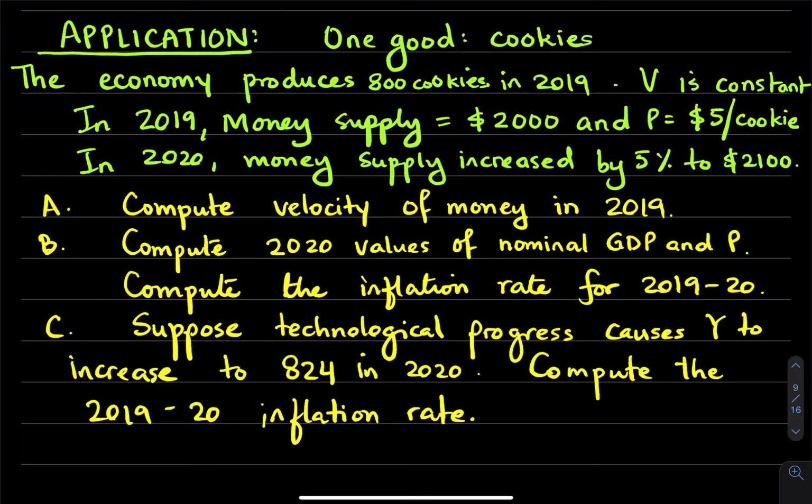And in 2020, money supply is increased by 5%. So there's a monetary injection and money supply is increased by 5% to $2,100. So you're asked to compute a few things. The first is velocity of money in 2019, and the second is computing the 2020 values of nominal GDP and price level, computing the inflation rate between the 2 years, and then again computing the inflation rate when technological progress causes real GDP to increase to 824 in 2020. So this is a good time to pause the video and attempt this on your own.